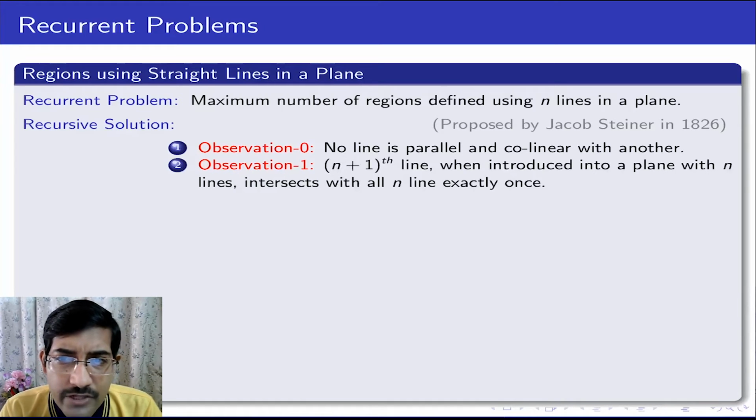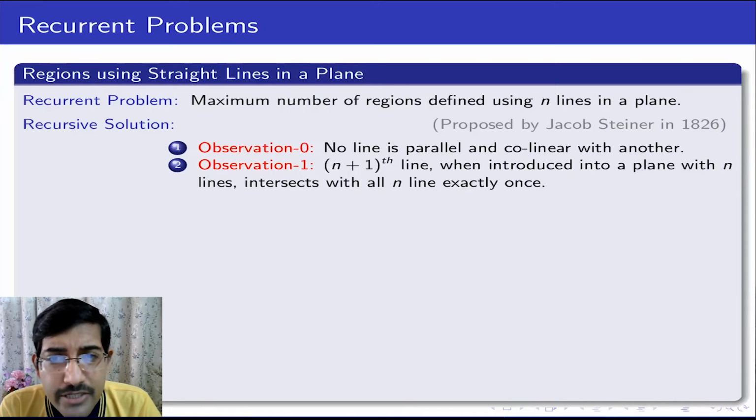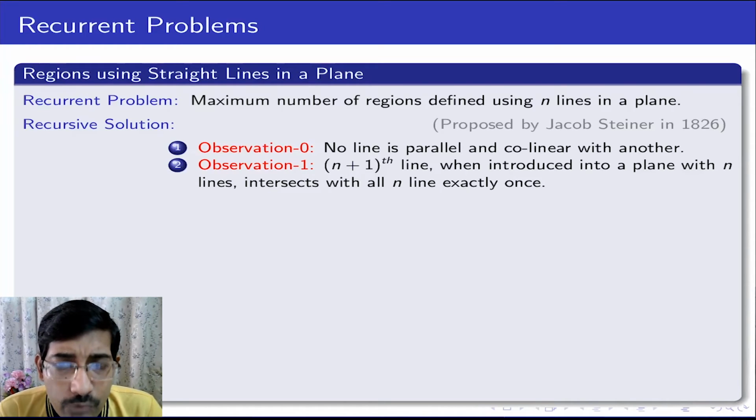The second observation is that, let's say I have n lines in the plane. You may simultaneously draw as I discuss. So you have n lines which are non-collinear. Let's say you have 3 lines in the plane which are non-collinear, intersecting at 3 different points. Now, when you try to introduce the fourth line, or the n plus 1th line, it will intersect with every line exactly once.